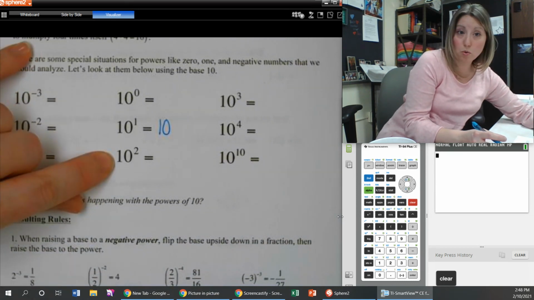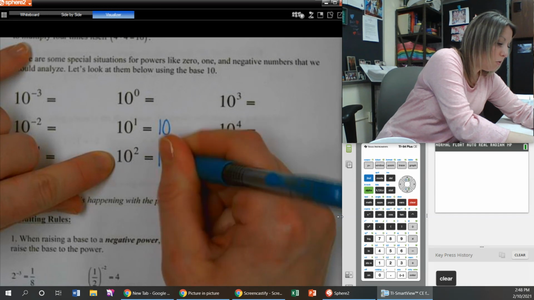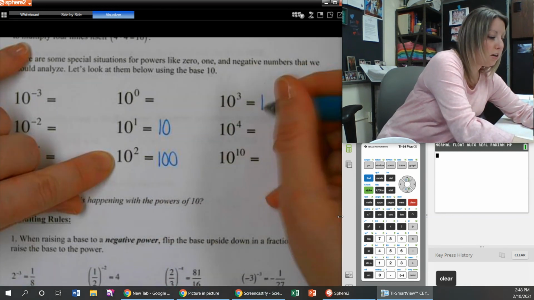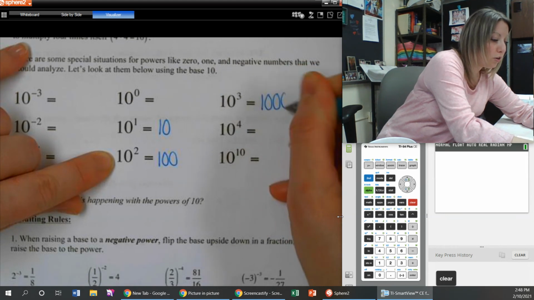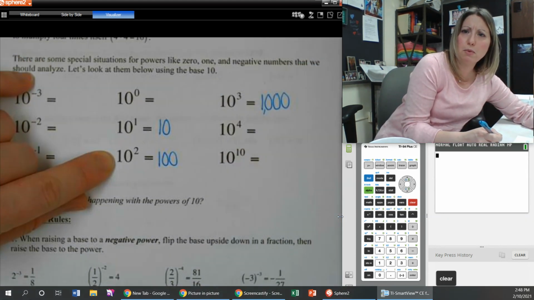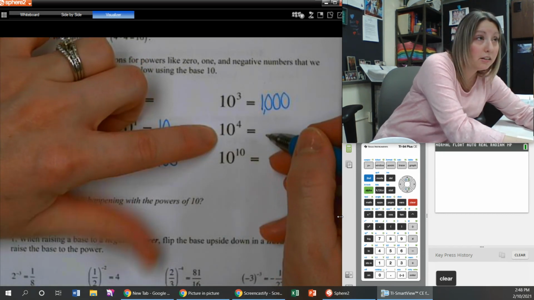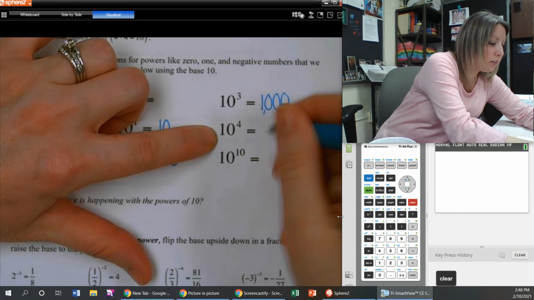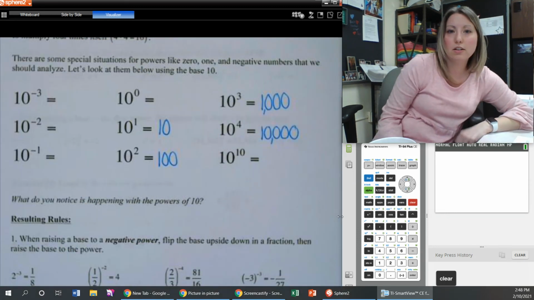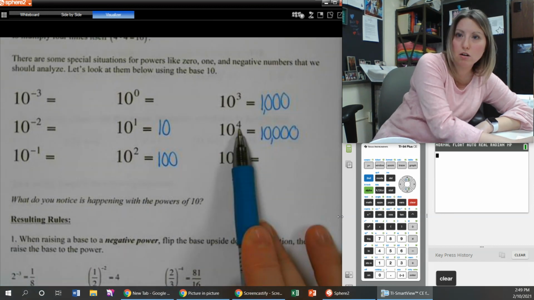Now, 10 squared is 10 times 10, right? Which is 100. 10 cubed is 10 times 10 times 10, which turns out to be 1,000. You might be picking up on something when it comes to my zeros and my exponent present. 10 to the fourth power is 10 times 10 times 10 times 10, which is 10,000. How many zeros? What was my exponent?